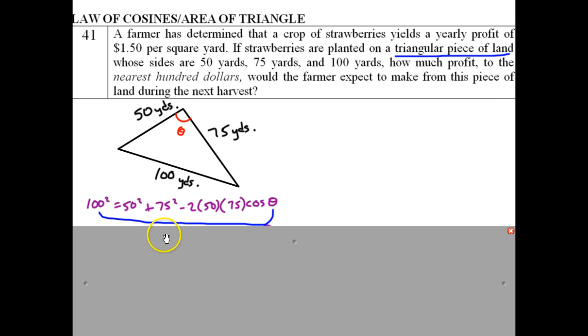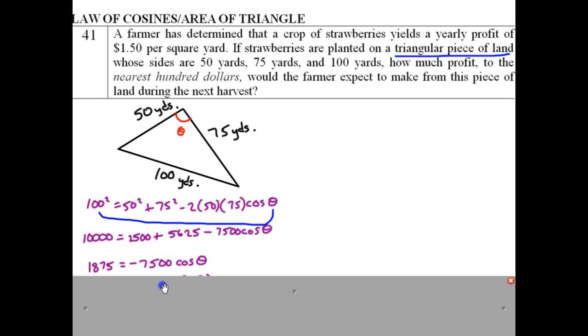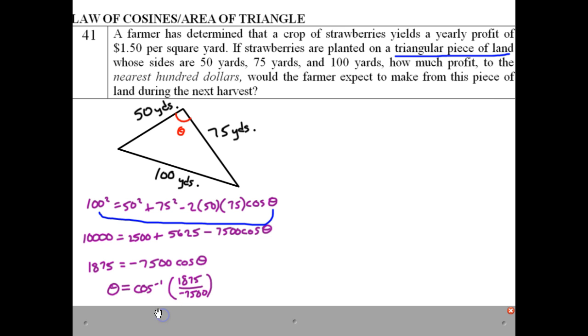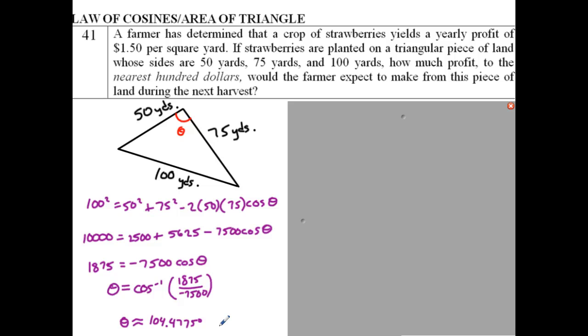Okay. Next, I work that out, just like before. Do my inverse cosine because I'm solving for an angle. I get the angle is about 104.4775 degrees. I'm keeping lots of precision here because I don't want to round too early in the process. I don't want to round and use a rounded answer. I will lose precision.